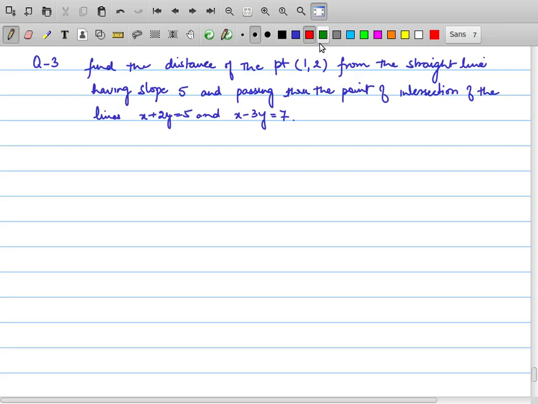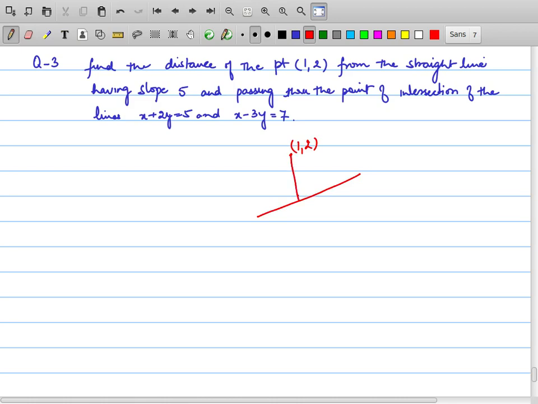Now let's take the next set of questions. Find the distance of the point (1, 2) from the straight line having slope 5 and passing through the intersection of these two lines. Now let's sketch what the question says. There is a point (1, 2). We have to find the distance of this point from a line.